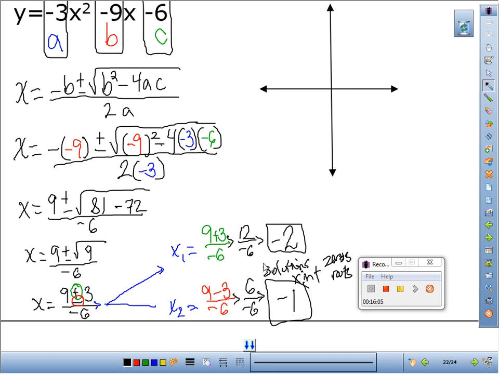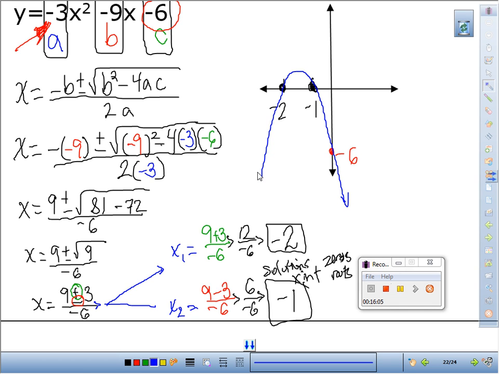So let's graph this. My x-intercept is negative 2. That's one of them. The other one is negative 1. What is my y-intercept? It's the last part of the equation. It's negative 6, which is down here. Now, this might look kind of weird if we're trying to do a happy face. Is that correct? But look at the coefficient of this equation. What is the sign of the leading coefficient? Negative, that means it's going to be an upside-down parabola, yes? So therefore, and that's our parabola. Copy that, please.